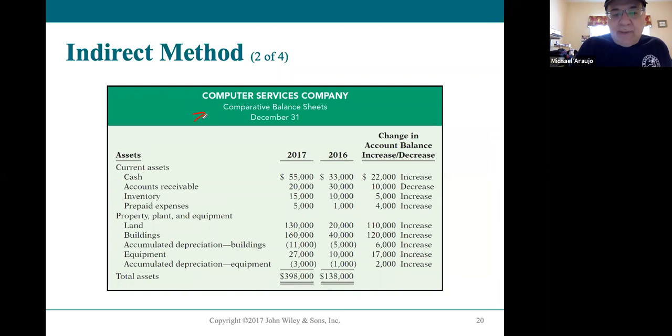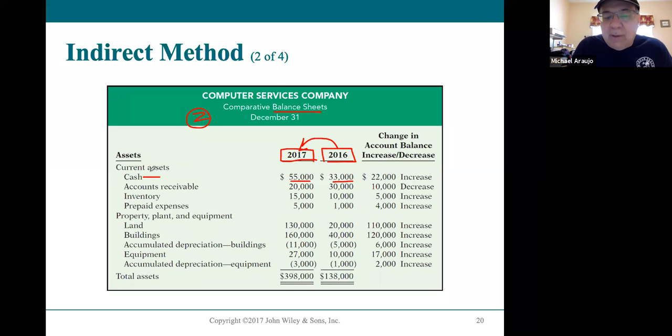The second pieces of information you need are the comparative balance sheets, right? So here we have the balance sheets side by side, information from 2016 and 2017. We are looking for changes in the balances of each account from the base year to the most current year, okay? So here, of course, this is going to be a cash flow statement. So we're going to be able to explain why cash has increased by 22,000 from 2016 to 2017.